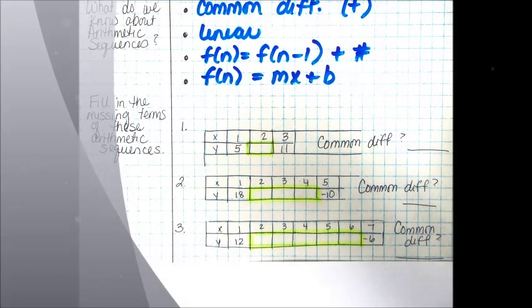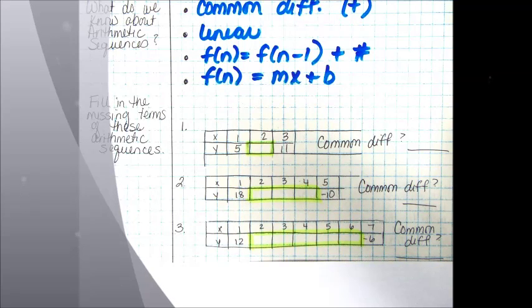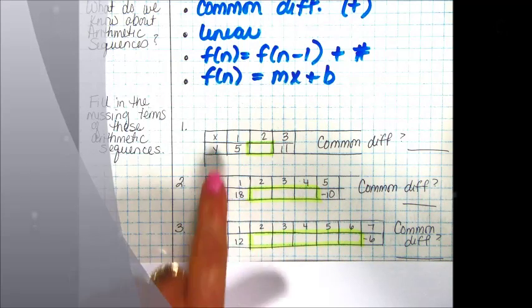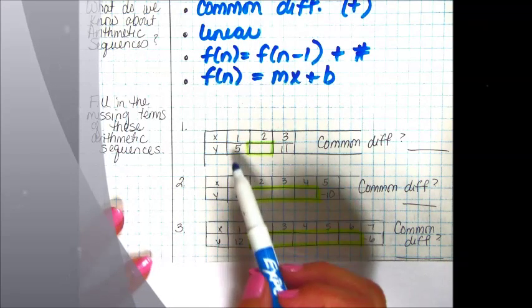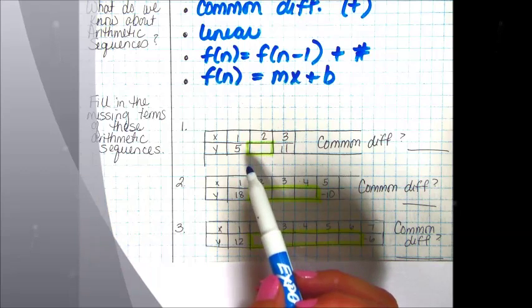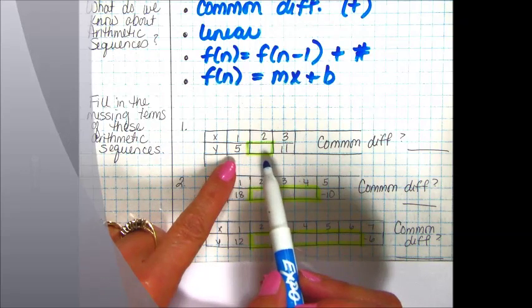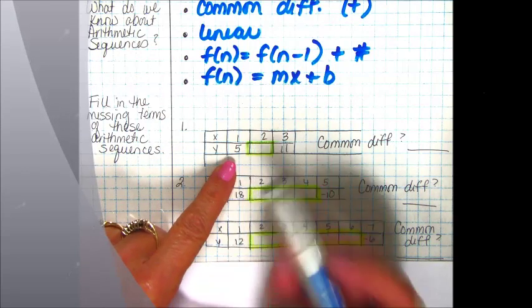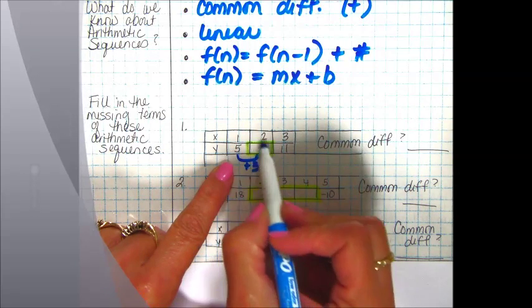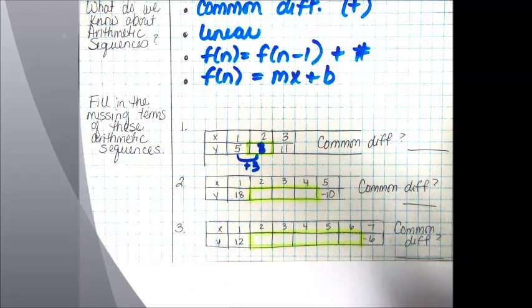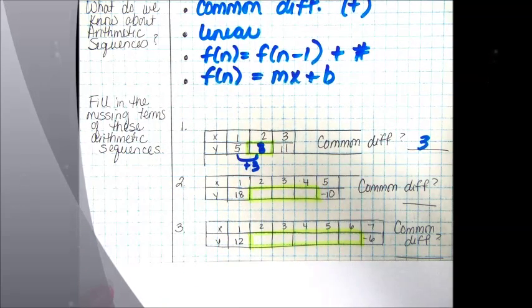So hopefully you've paused the video, and let's take a look to see what you were able to come up with. So how did you get from 5 to 11? Did you figure out what number we're adding? Let's see. I would say that it looks like we're adding 3 every time. So plus 3 here makes it 8, and plus 3 is 11. So my common difference is 3.